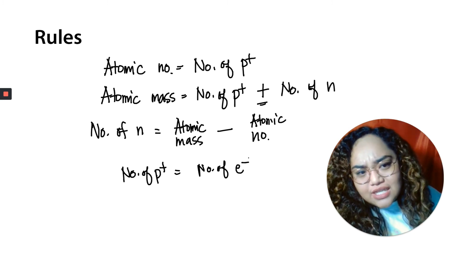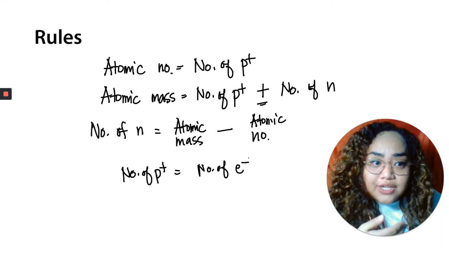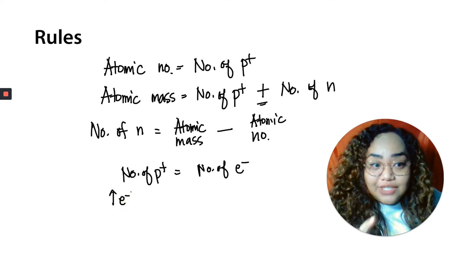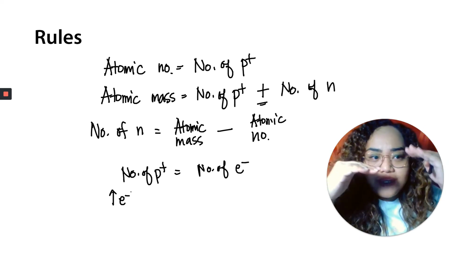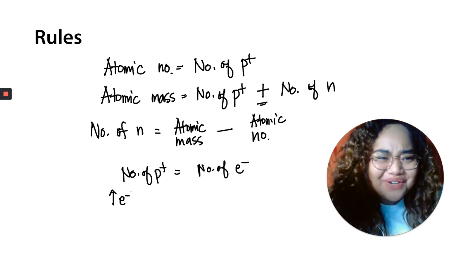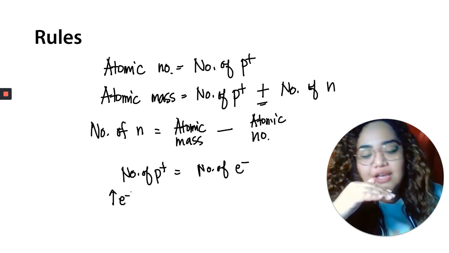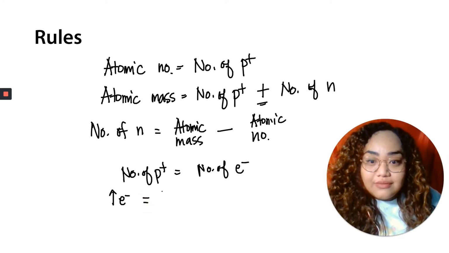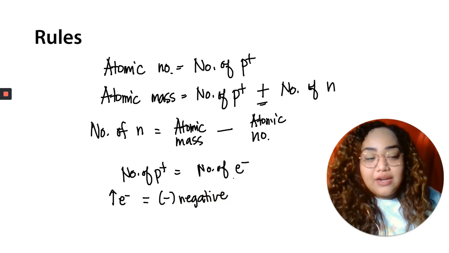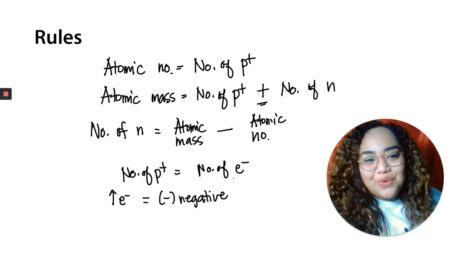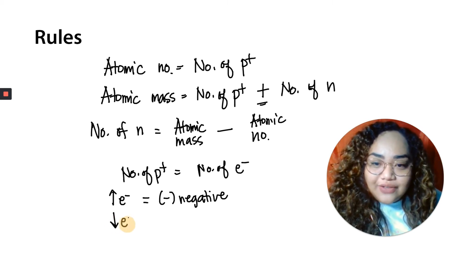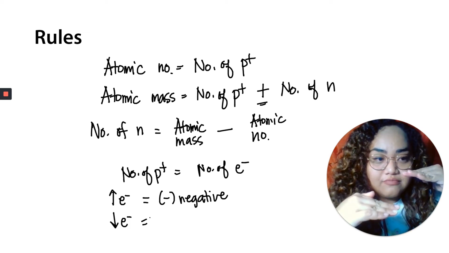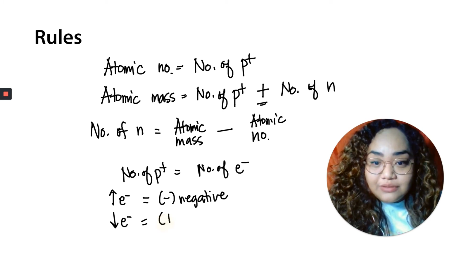Now, what happens if there is a gain of electrons? Let us remember that electrons are negatively charged, and they always go against the protons because the protons are positive. So if there are more electrons than protons, the charge will be more negative. Now, what if there's a loss of electrons? If the electrons get lower than your protons, which are positive, then the charge will be positive.